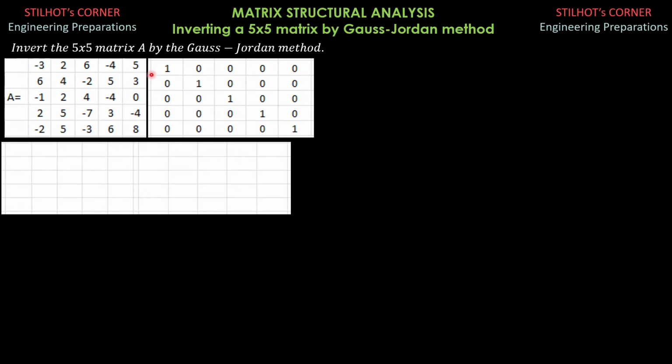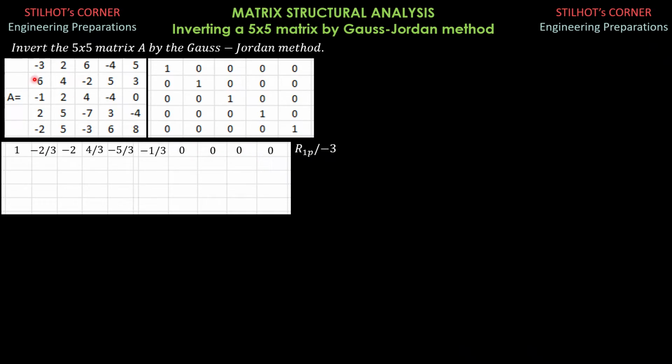So therefore, because the identity matrix has these elements here, the first objective is to make this one. So we divide row 1 of this matrix by -3. So row 1 divided by -3. The result would be +1, 2 over -3, -2/3, 6 over -3, -2, -4 over -3, +4/3, 5 over -3, -5/3, 1 over -3, -1/3, 0, 0, 0, 0 over -3, the rest would be 0.